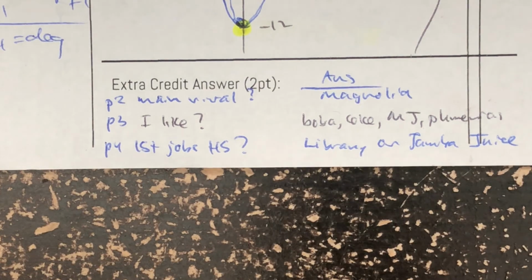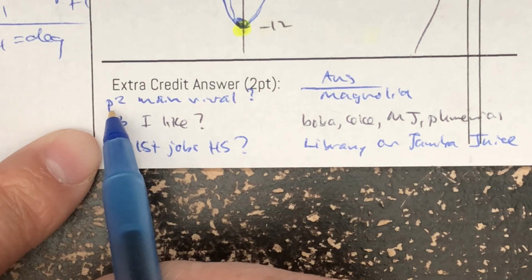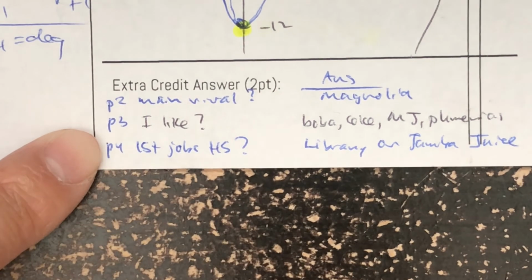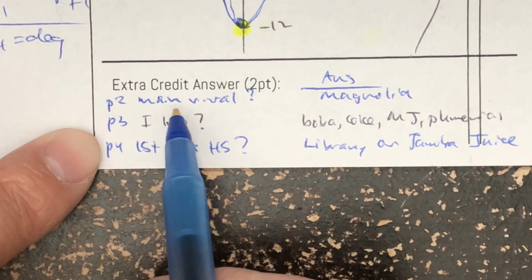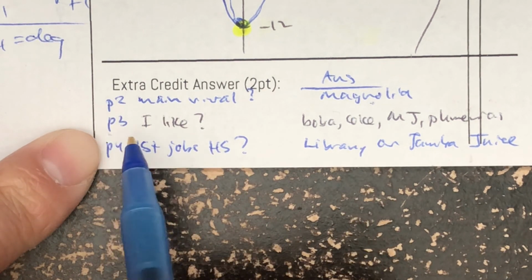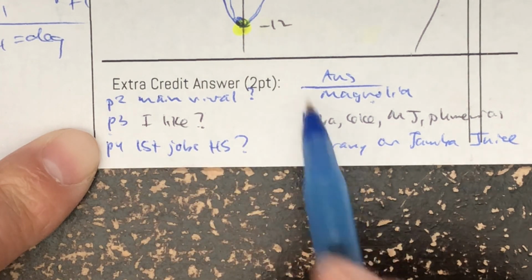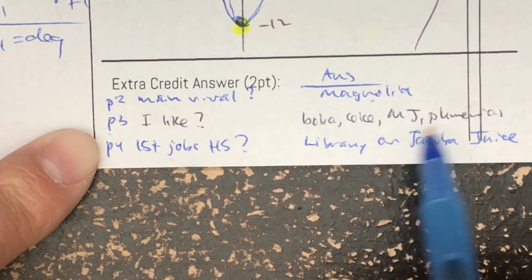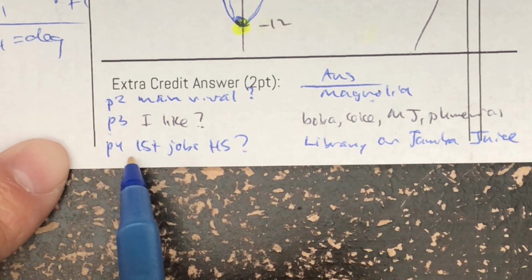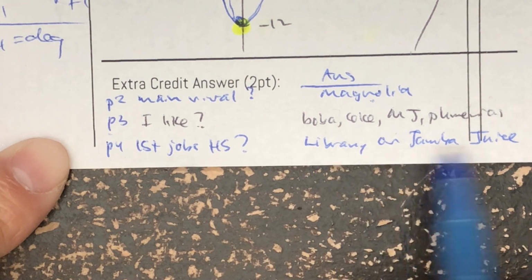And then for the extra credit question, for period 2, who is the main rival that we have? Period 2, the answer is Magnolia. Period 3, I said in the first day introduction video, what do I like? There's 4 things you could have put one of before uptake as extra credit: boba, Coke, Michael Jordan, or Pomerania's. And period 4 was my first job in high school. The answer was library or Jamba Juice.